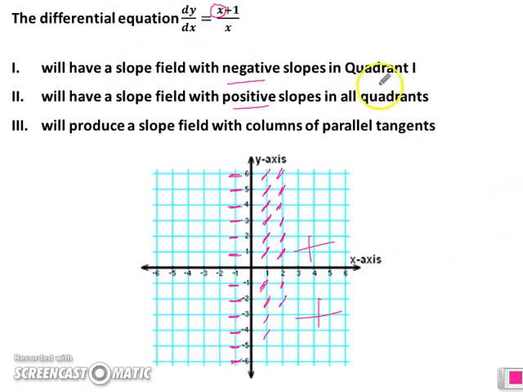So we can rule out this one. It does not have negative slopes in quadrant 1. That's out. Positive slopes in all quadrants. Tricky. Because notice what happens.